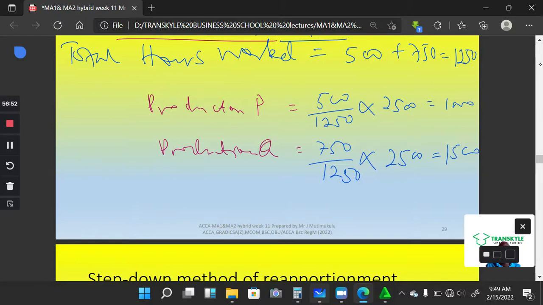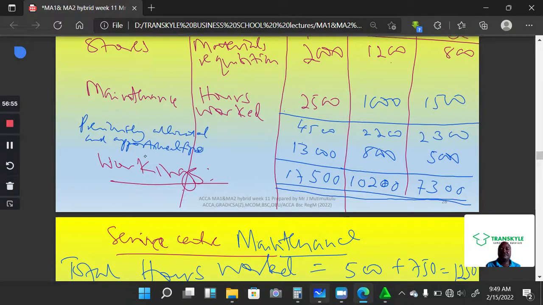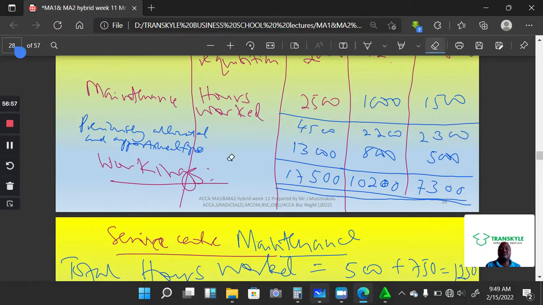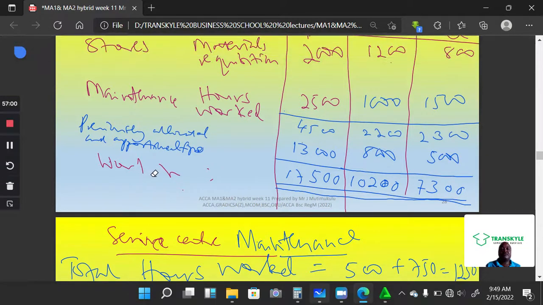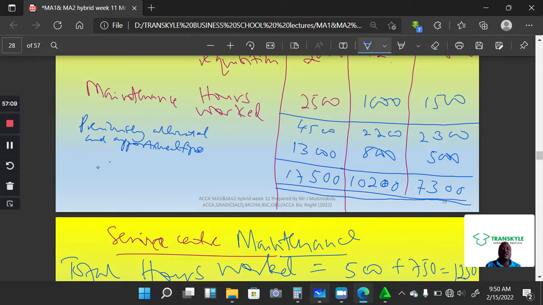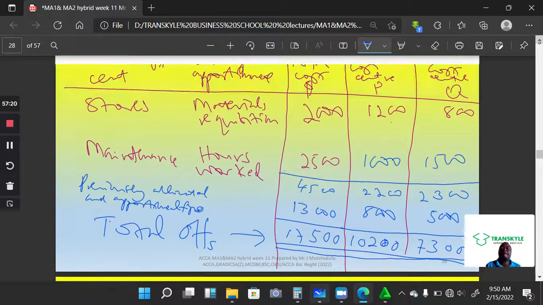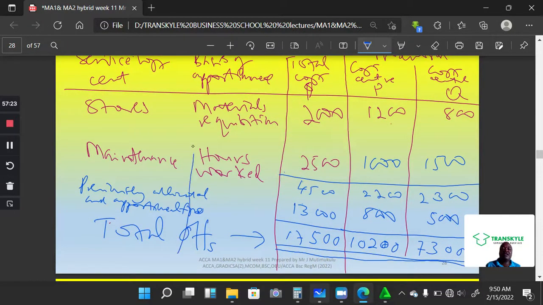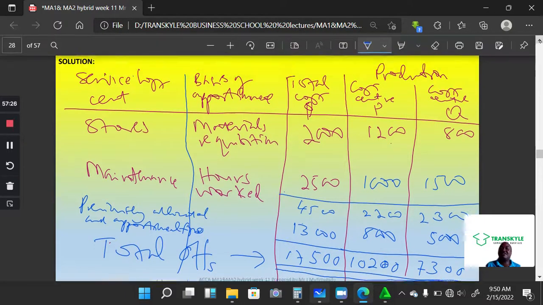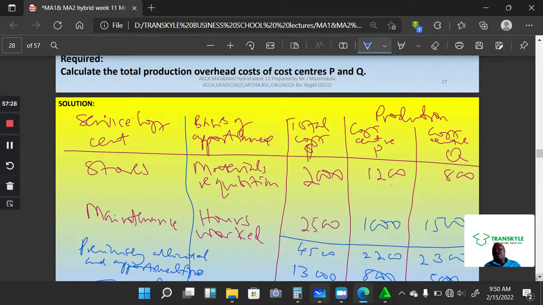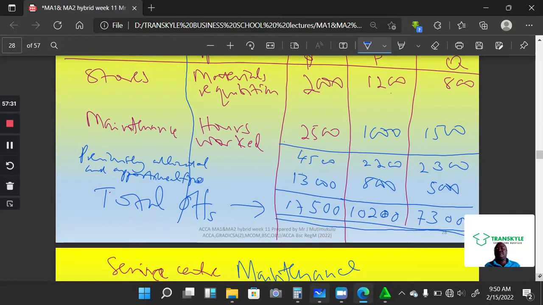These ones are now the total overheads. There was a line here, if you still remember. I rubbed it off. My mistake.